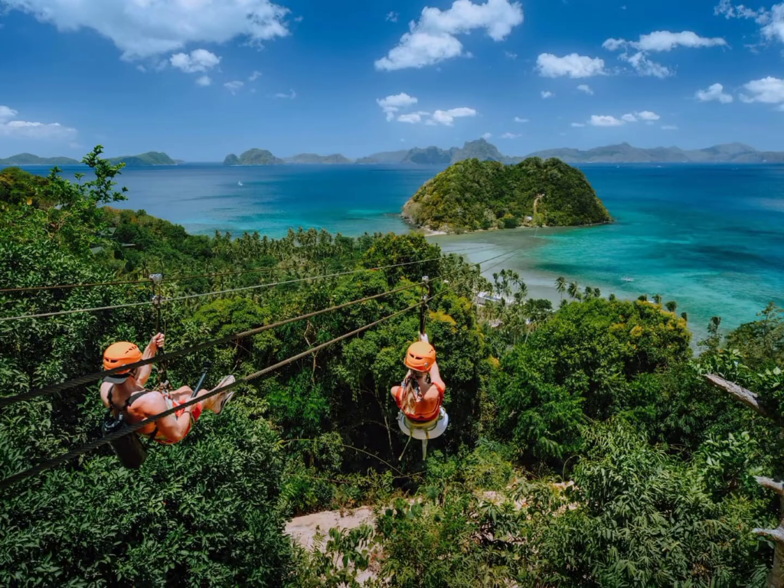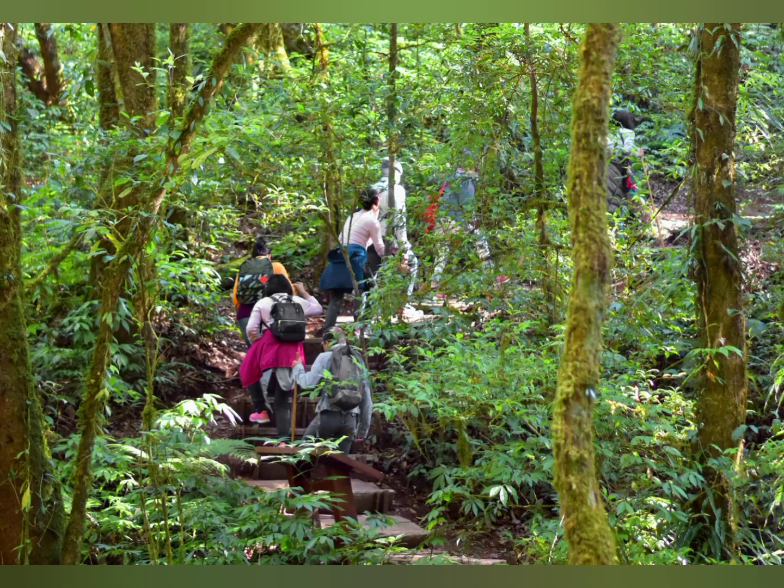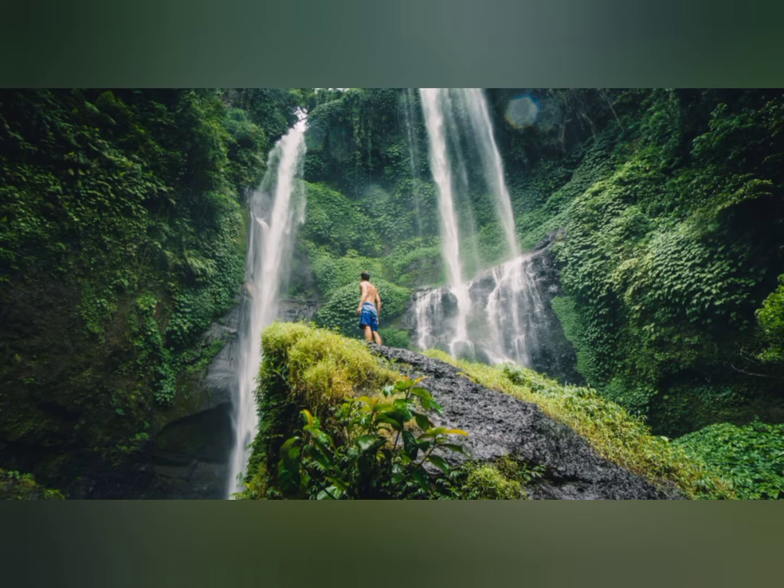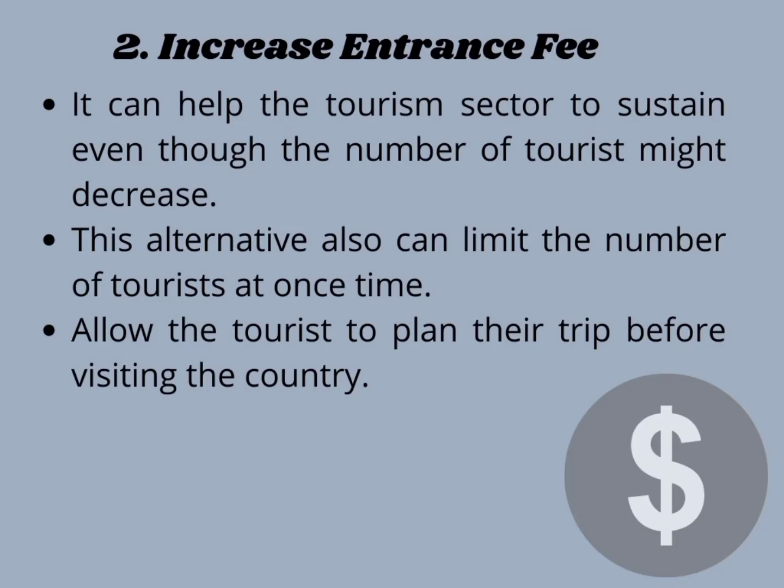The tourism organization in the country should promote the ecotourism places on social media platforms so that foreign tourists will know the ecotourism sites and plan their future trip. There are many activities that tourists can do during ecotourism trips such as flying fox, hiking, nature watching, mountain climbing, diving, snorkeling, and many more. Besides, the visited country can also increase their entrance fee. This will allow the tourism sector to stay sustainable even though the number of tourists might decrease. This alternative can also control the number of tourists visiting the destination at one time. Due to the increased entrance fee, foreign tourists can plan their holiday before visiting the country.